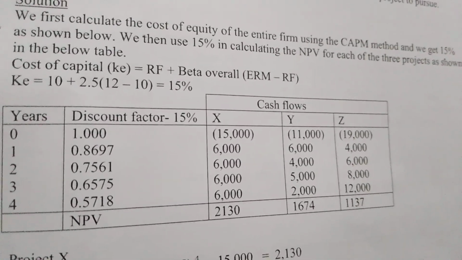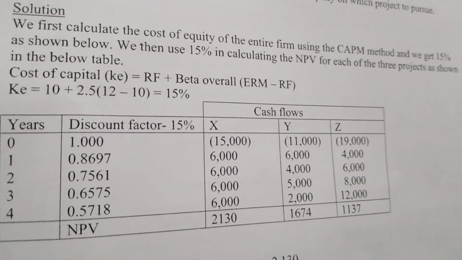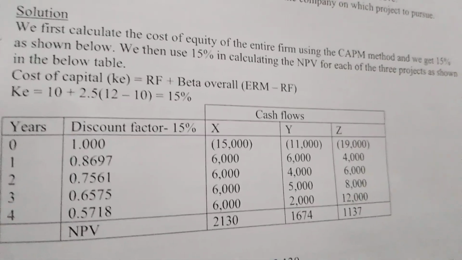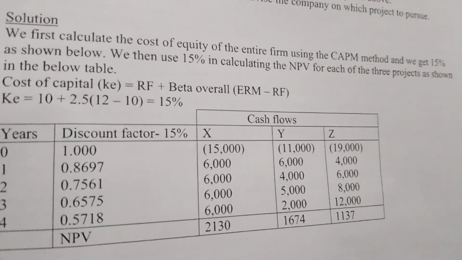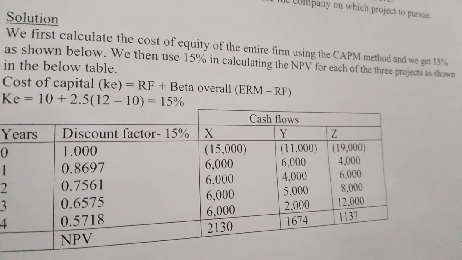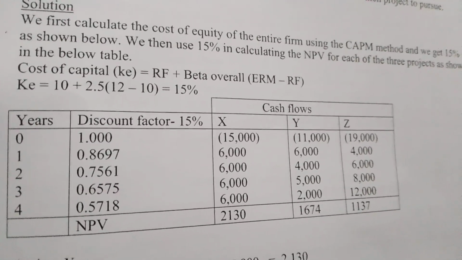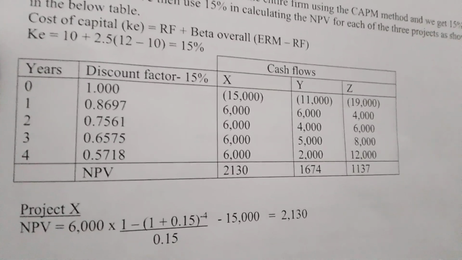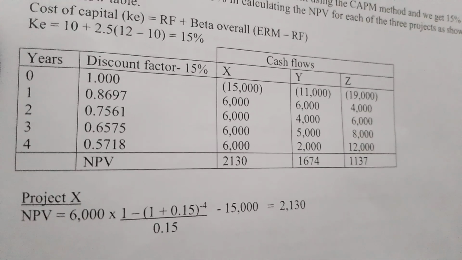See what we have done here. We've started by calculating the cost of equity using the capital asset pricing model, and we got 15%, and it is this 15% which we are using as our discounting factor. I go to the next page now.